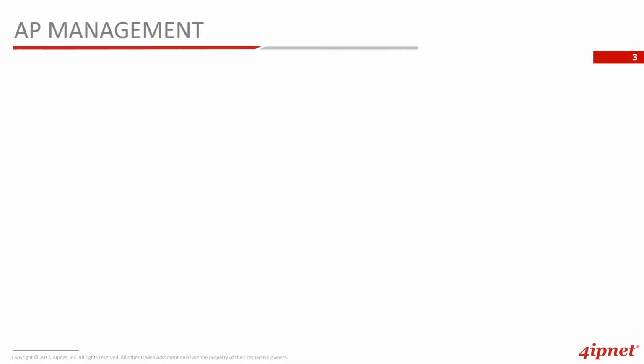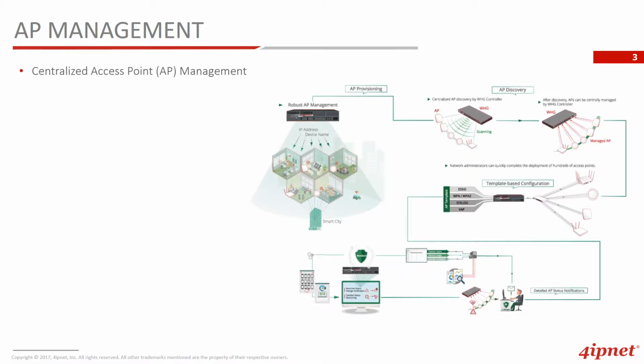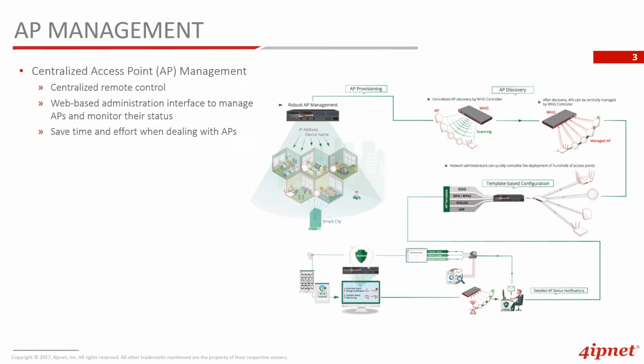So as you know already, 4IPNet's solution provides and supports Layer 2 and Layer 3 AP Management. The WHG AP Management provides advantages such as having a centralized platform that can remotely control access points, as well as a web-based administration interface to manage APs and monitor their status. It helps save time and effort when dealing with APs. Moreover, you can perform bulk firmware upgrade and template-based configuration to simultaneously alter the configurations of selected APs.